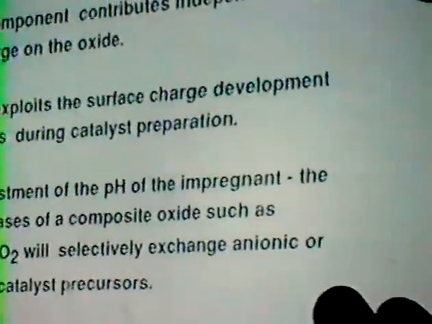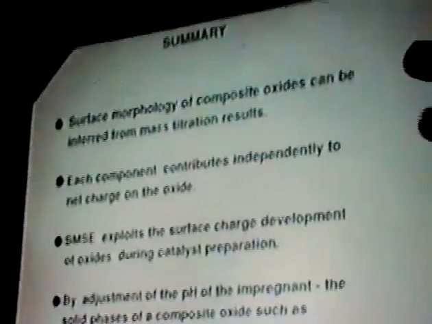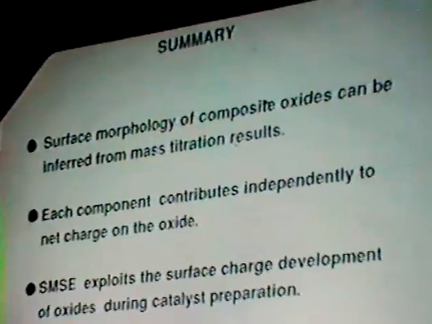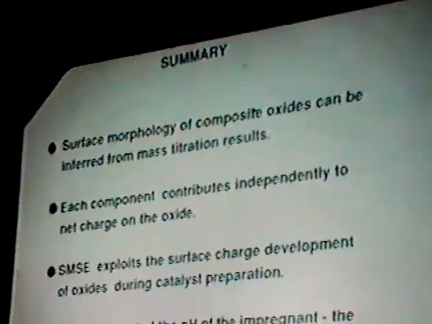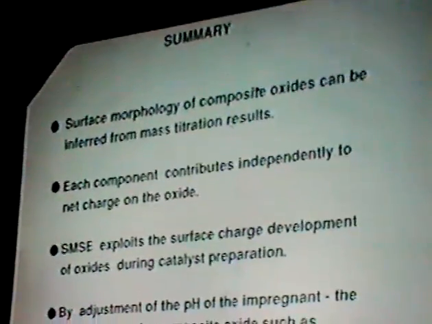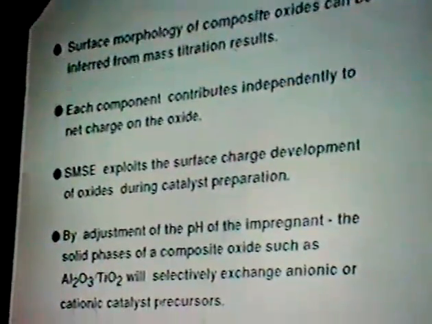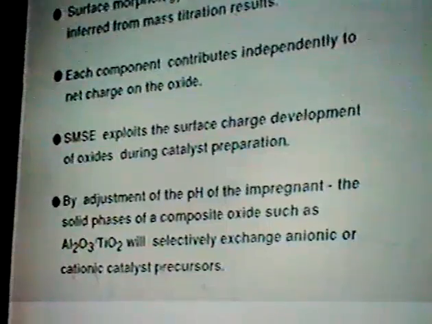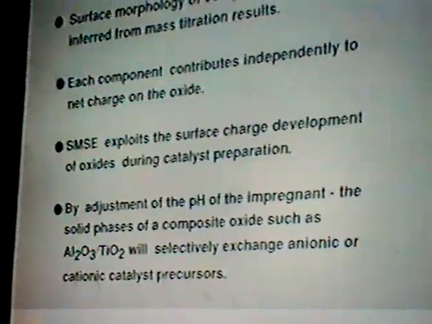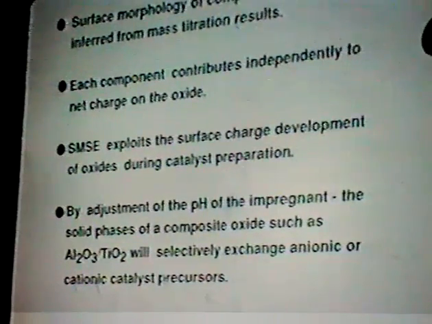So, in summary, just to stay completely on time, I'll just focus my attention on the last bullet there. By adjustment of the pH of the impregnate, the solid phases of a composite oxide such as alumina or titania will selectively exchange anionic or cationic precursors. And I'd like to thank you for your attention.